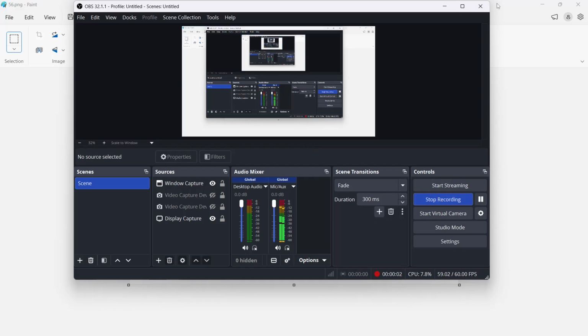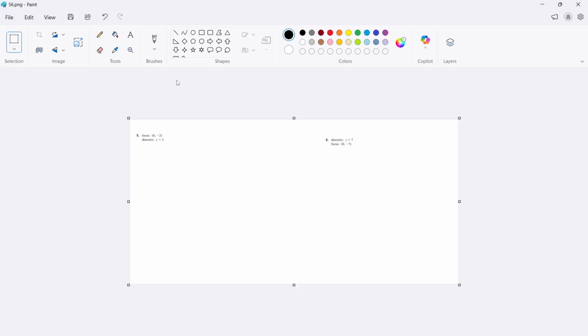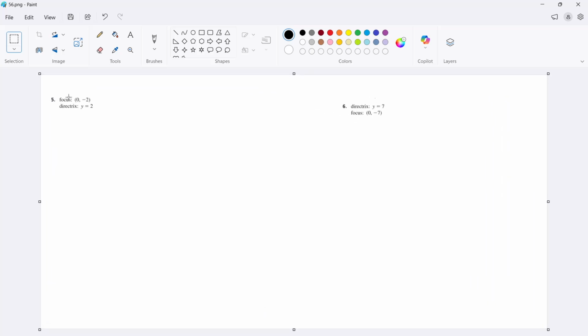This is some Algebra 2, and these questions are about finding the equation of a parabola using the distance formula.